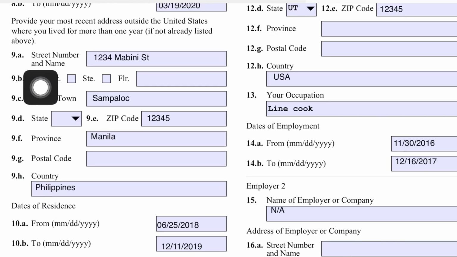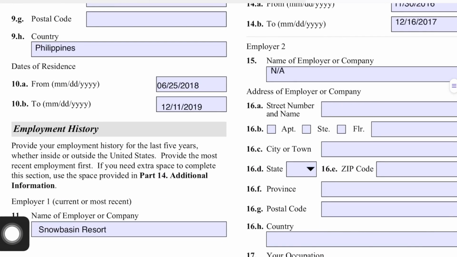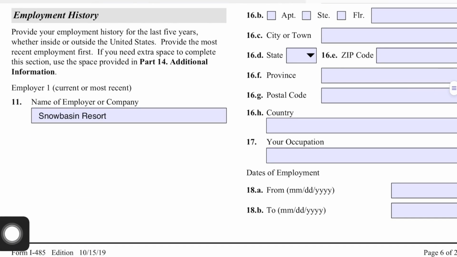So then the next one, provide your most recent address outside the United States. So put your address in the Philippines if you are from the Philippines. So put the street name, the city, the zip code or postal code if you have, and then the province and the country. And then the date of residences. Don't forget that, guys. Be sure to not leave anything blank.